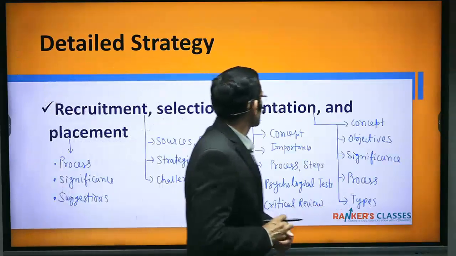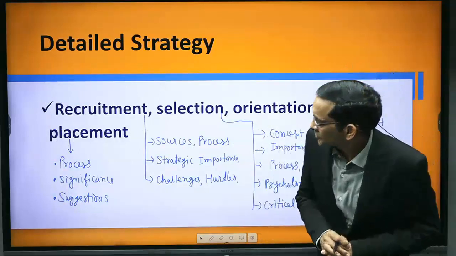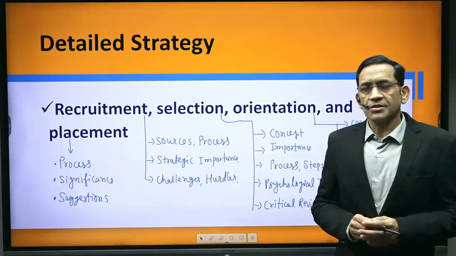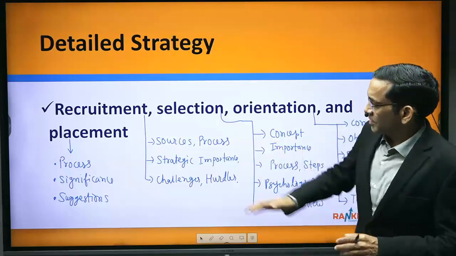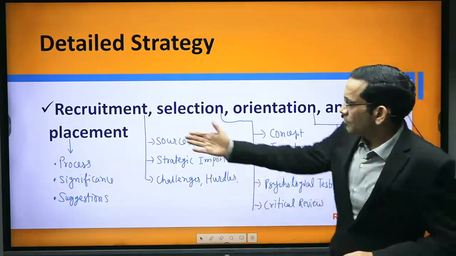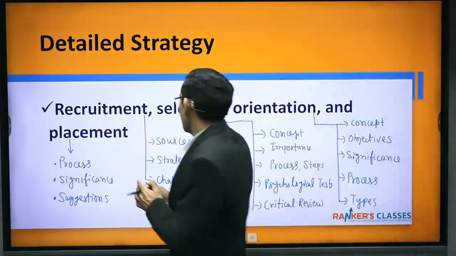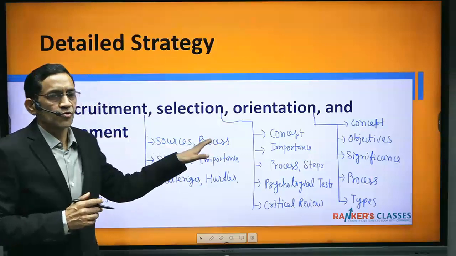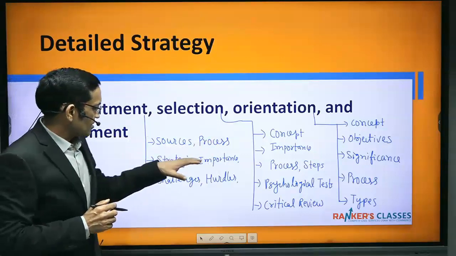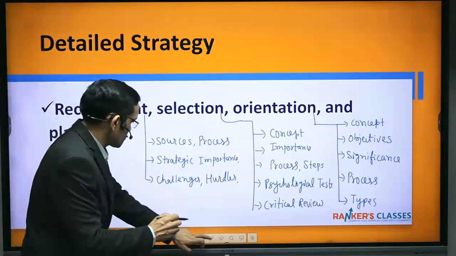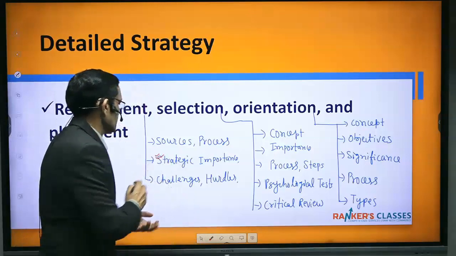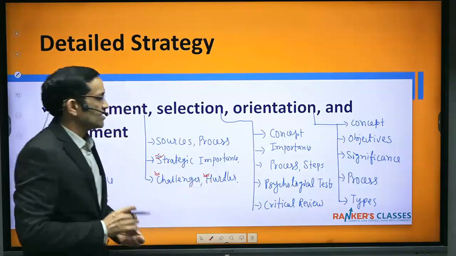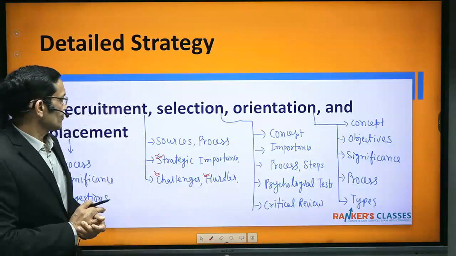Now, recruitment, selection, orientation, and placement. This is an easy topic, but not very important. Though it covers a lot of pages, you should cover it. For example, with regard to recruitment, you should know about various sources of recruitment, what is the process of recruitment, strategic importance of recruitment, that is very important. Challenges and hurdles to recruitment are also important. These are easygoing but important.